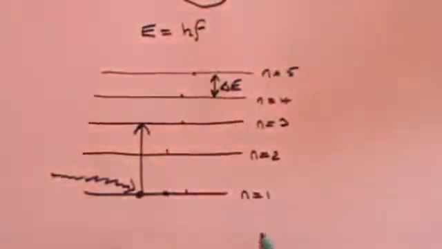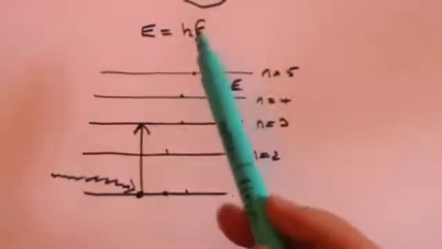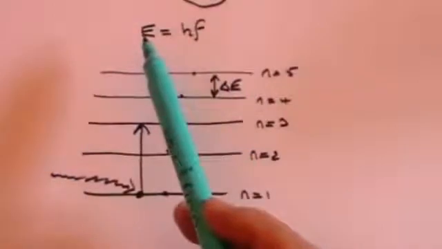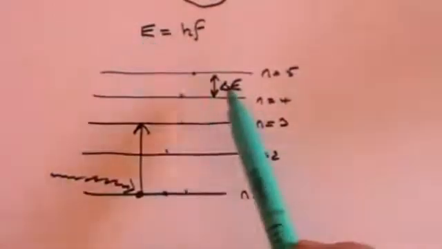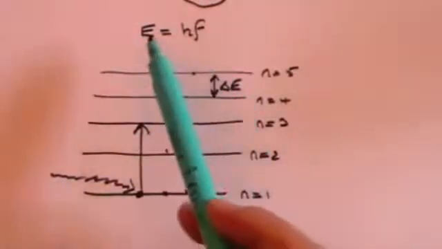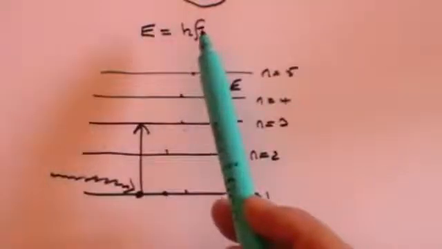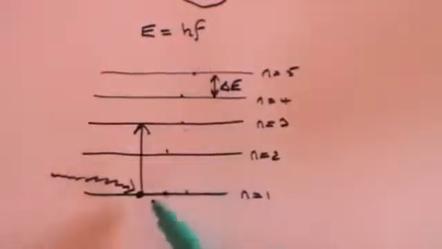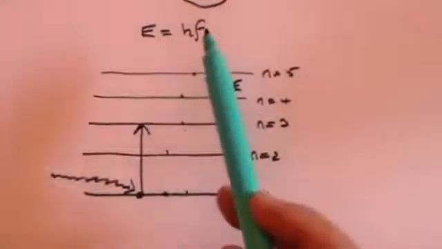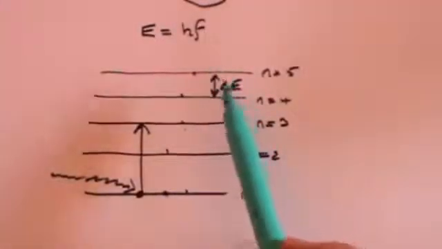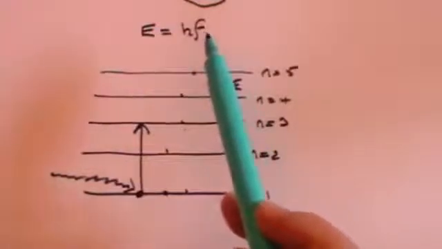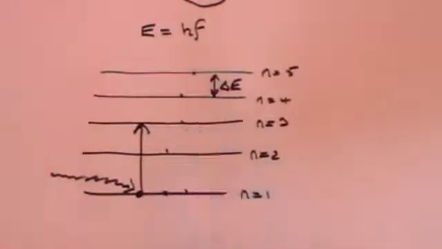However big the gap is between the energy levels determines how much energy the incident photon needs to have. The bigger the gap, the bigger the energy you need, which means the bigger the frequency you need. So if you need to jump over a big energy gap, you need a high frequency, probably in the ultraviolet. If you need a small gap, you need a small frequency, probably in the infrared, with light sitting somewhere in the middle. Now that was electron excitation.